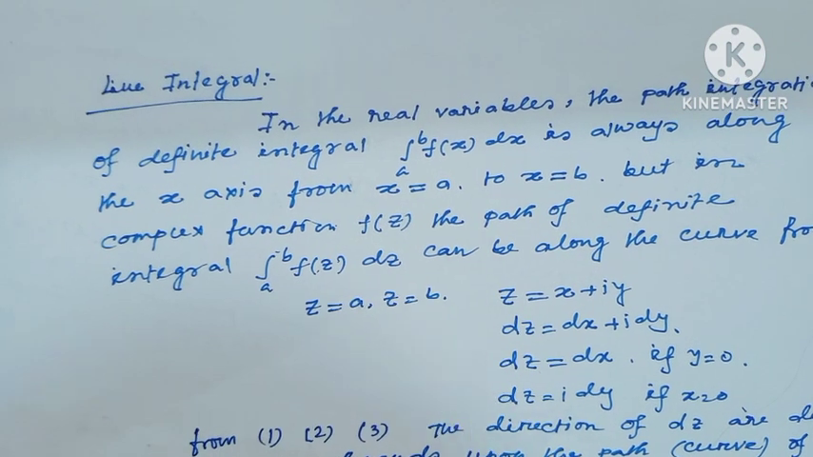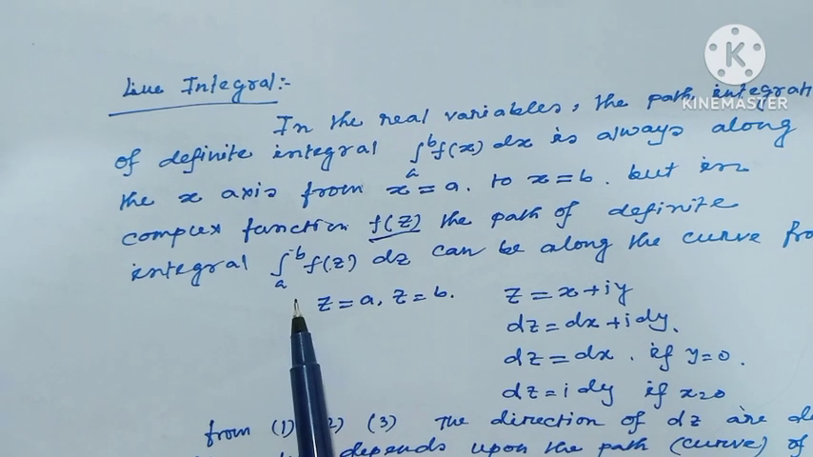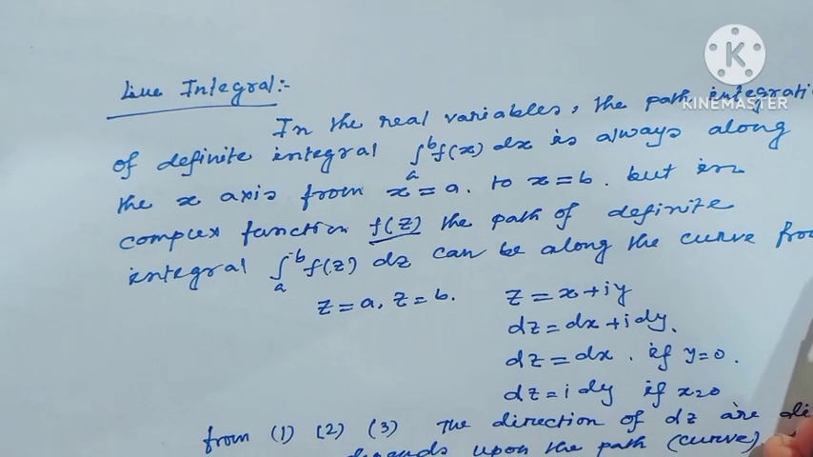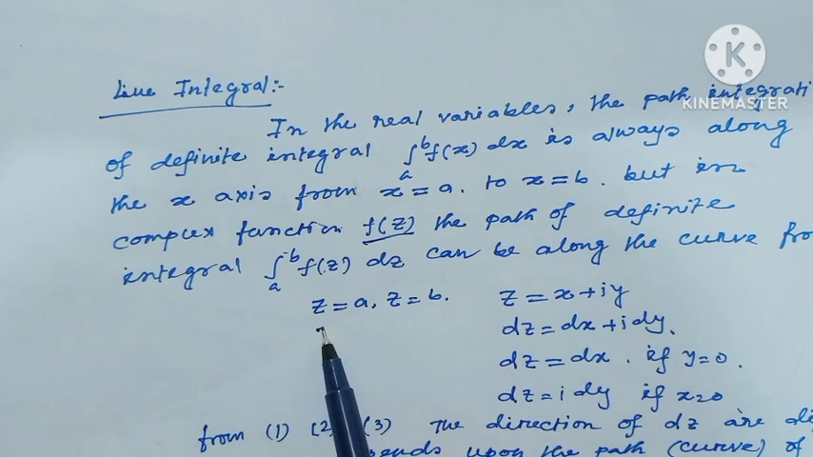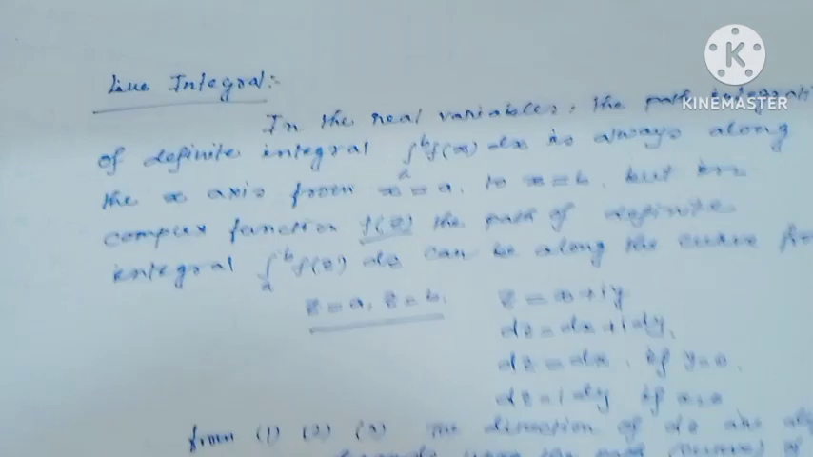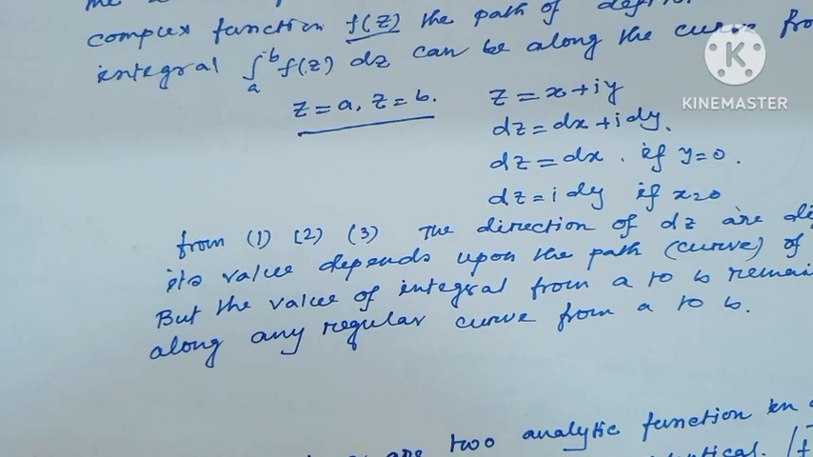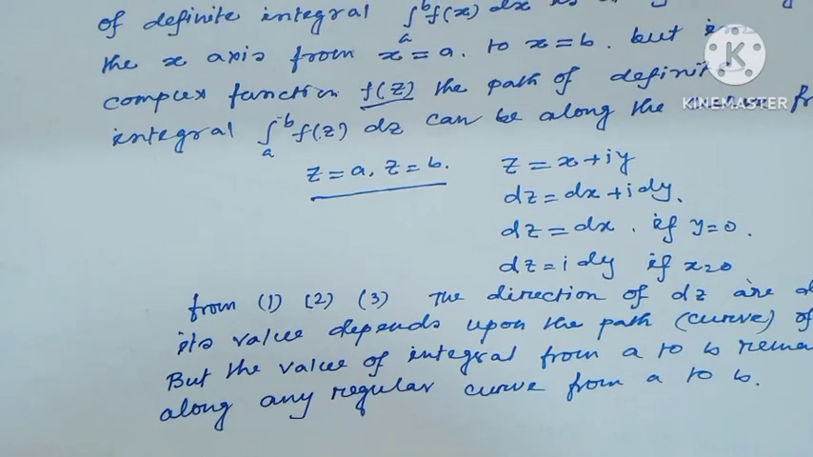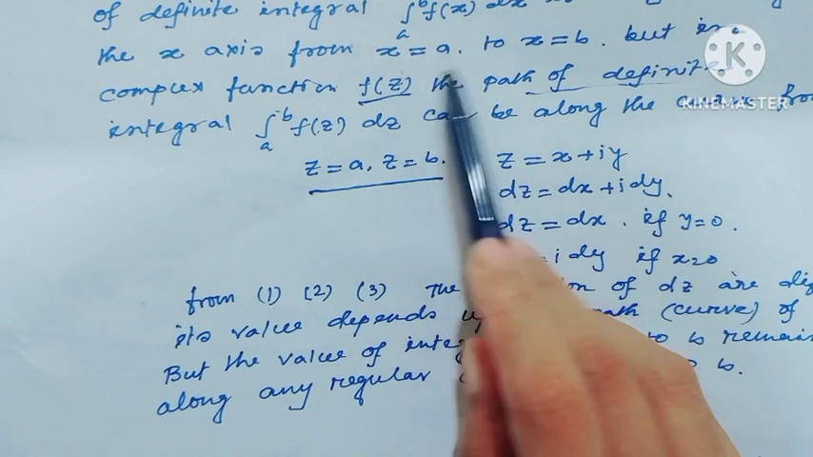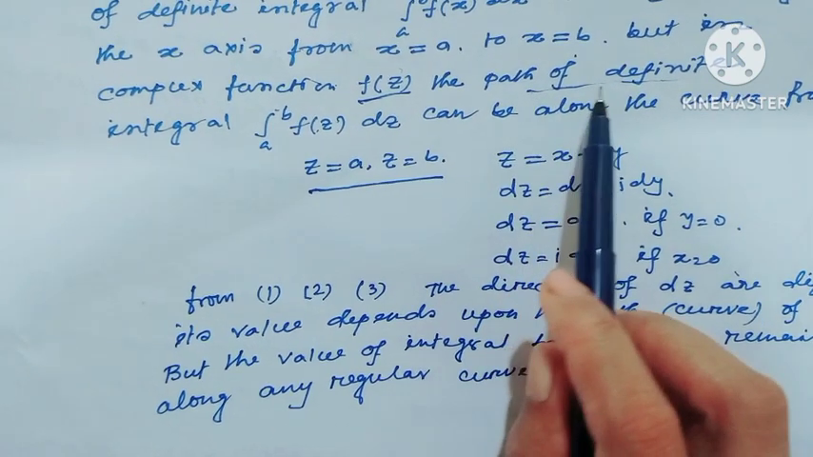But in the complex function f(z), the path of the definite integral, integration a to b f(z) dz, can be along a curve from z equal to a to z equal to b. Obviously z equal to x plus iy, that means dz equal to dx plus i dy. Here, not from x equal to a to b, here f(z) along the path.